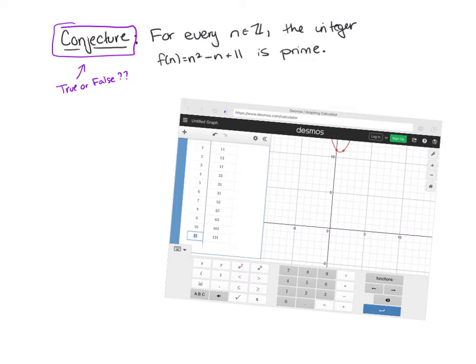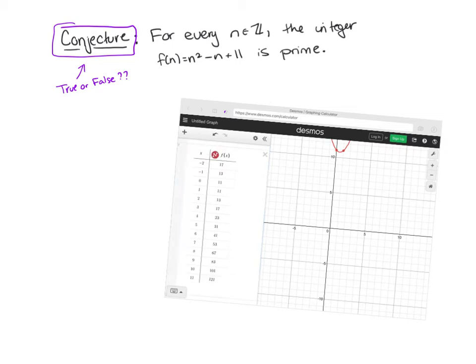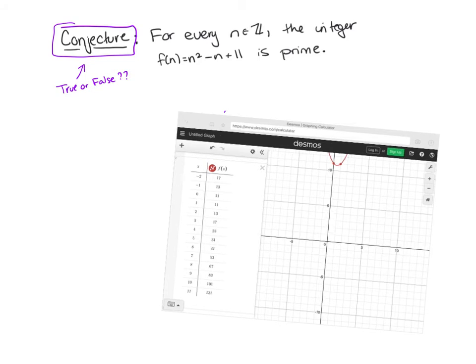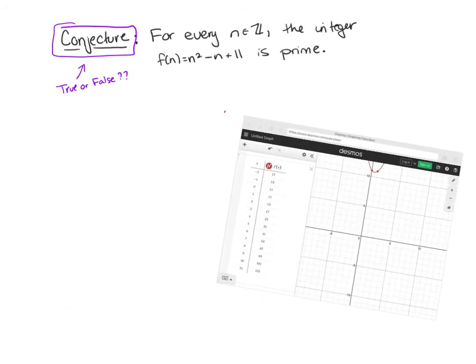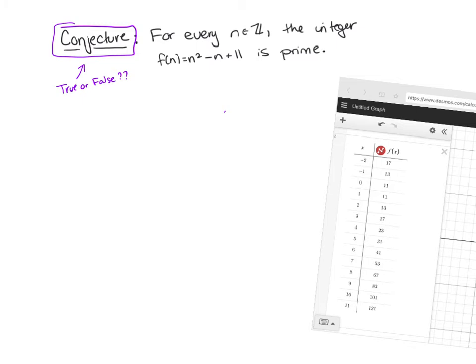Oh, but then we get to 11, which is 121, and that is not prime because 121 is 11 times 11, right? So we really had to dig deep here to actually find one of these integers that was not prime. But now that we've done that, it's actually really easy to write our proof. So I'm just going to take this Desmos and put it off to the side a little bit here. So I'll pull out that table still, and we can write our proof.